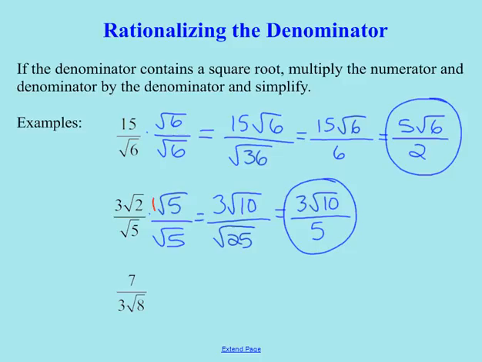Let's look at our final example. Once again, we see the square root in the denominator, so we're going to rationalize the denominator. We're going to multiply the numerator and the denominator by the denominator. So in this case, we're going to multiply by 3 square roots of 8 over 3 square roots of 8.